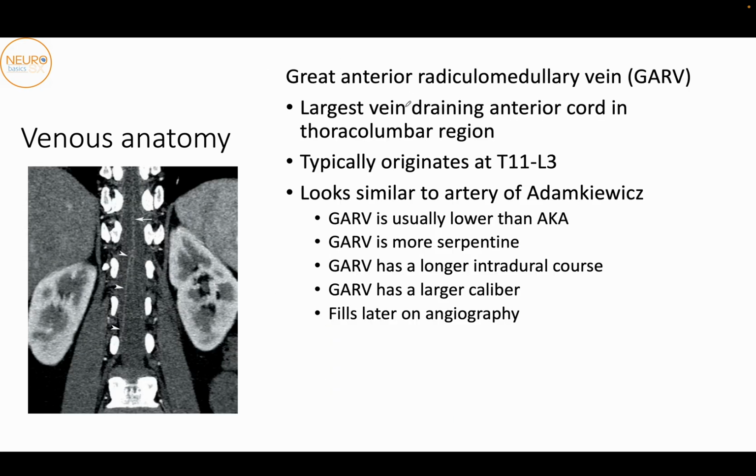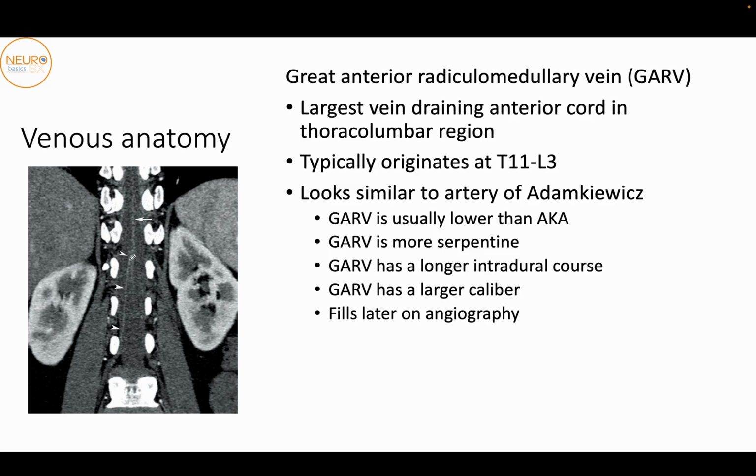There's an important vein which is located at the level of the lumbar region usually, that is known as the great anterior radicular medullary vein. Now, this is the largest vein which will drain the anterior cord in the thoracolumbar region and can originate anywhere between T11 and L3. The problem arises when you can be confused between the great anterior radiculomedullary vein and the artery of Adamkiewicz. So there are ways to differentiate between these two.